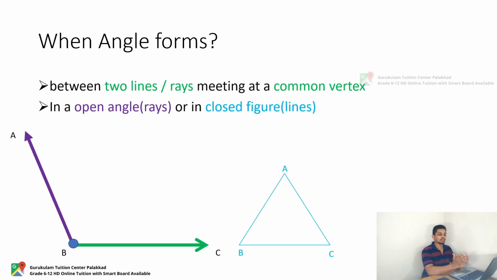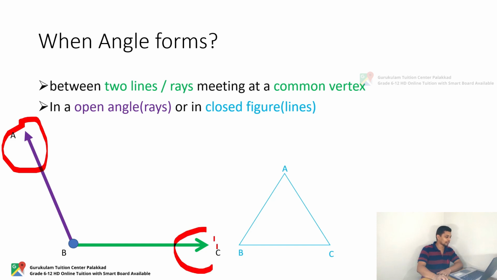The next question arises: when is an angle formed? Angles are formed when two rays or two lines intersect at a common point. This common point is generally referred to as the vertex. Here we have a ray AB and here we have a ray BC. That violet one is ray AB and that green one is our ray BC.